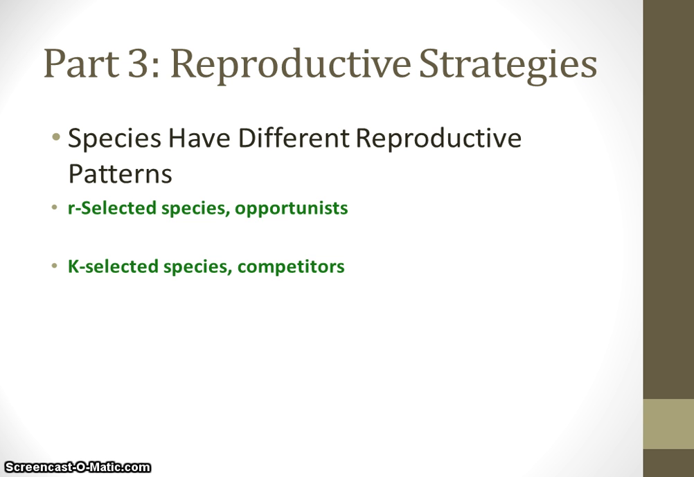A K-selected species, or a K-strategist, however, these tend to be your larger organisms, and what that big K really stands for is the carrying capacity. These organisms are competitors. They invest quite a bit in their offspring and their young, and so their strategy for surviving is to have just a few individual offspring, but to make extra sure that those offspring are able to survive. Most mammals tend to fit in this category because they care for their young.